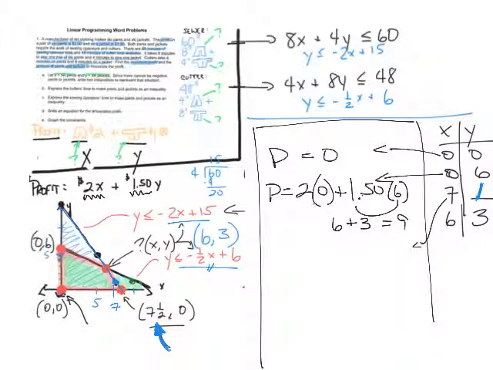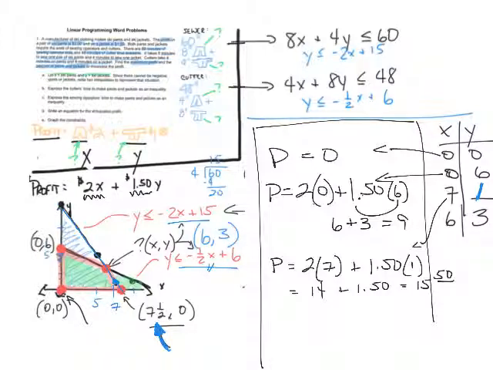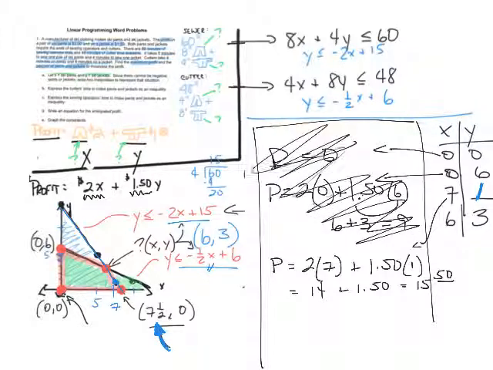When I have 7 and 1, my profit is going to be $2 for every pair of pants, which is x, and $1.50 for every jacket. Well, that's going to be 14 plus $1.50, that's going to be $15.50 profit. So thus far, 0 is thrown out. That's not a maximum profit. And $15.50 is more than 9, so that's my closest one so far. Let's try our last critical point.